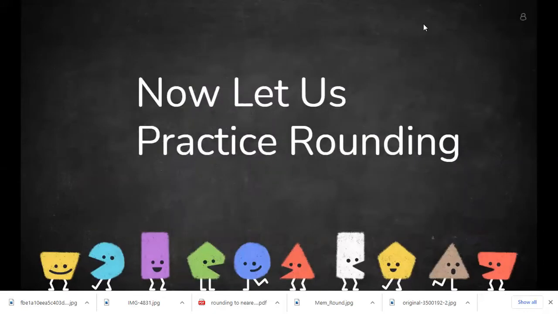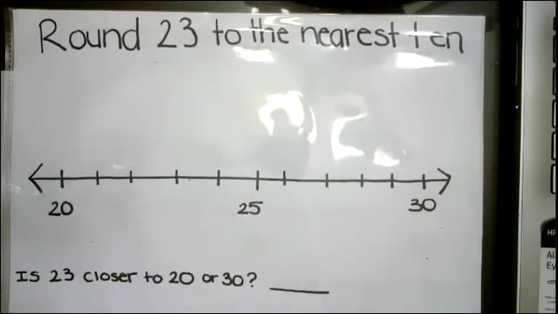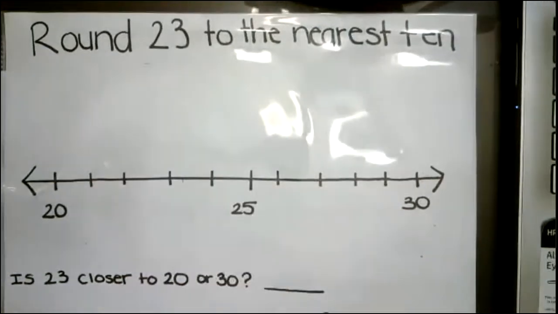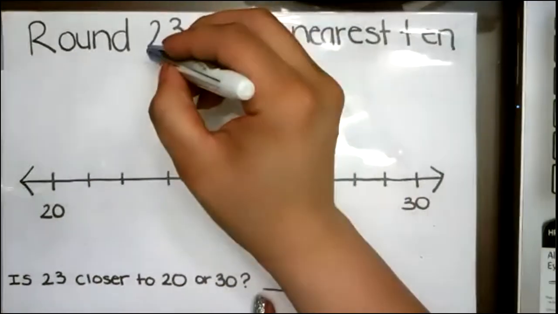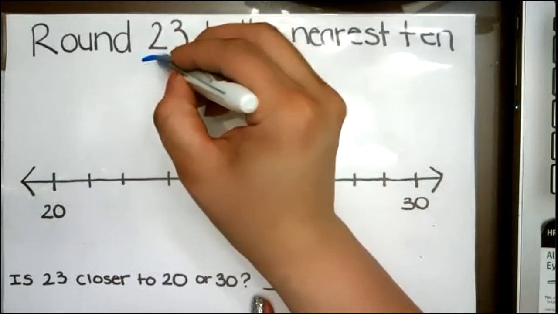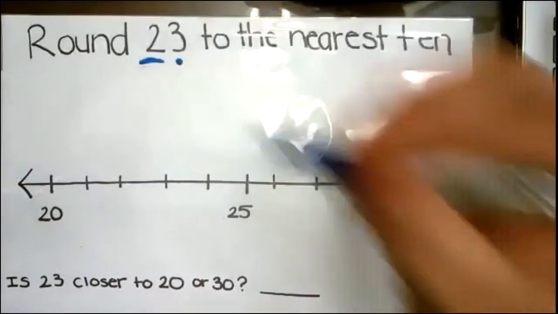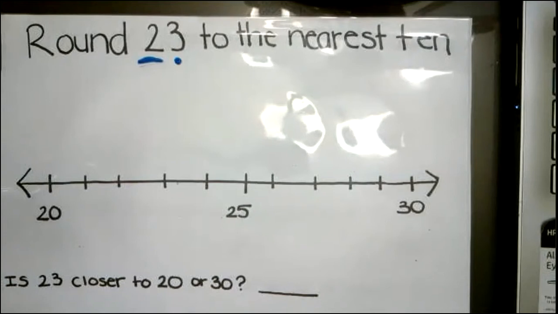Now let's practice rounding. Our first example is round 23 to the nearest 10. Before we begin, what is our tens place in the number 23? Our tens place is 2. Now what's our ones place? 3. Great job. So we have our tens and our ones. It says round 23 to the nearest 10.